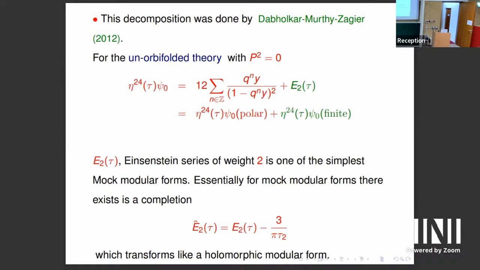And this, in fact, is the simplest one, which we know, the Eisenstein modular form of weight two. Essentially, for us, a mock modular form is something which, when you add a non-holomorphic piece to it, transforms like a nice holomorphic modular form. So there are these decompositions.